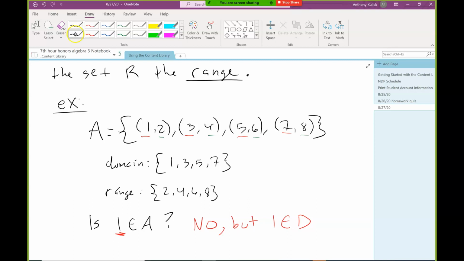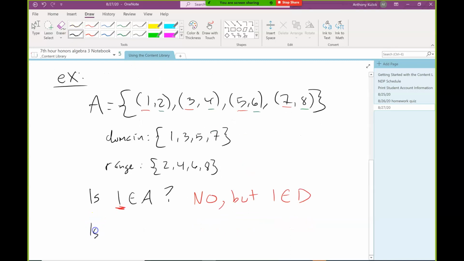If we wanted something in A, we would need an ordered pair. So, for example, the ordered pair 1, 2 is a member of A. Again, remember this little symbol here, this curvy E, is just our notation for a member of a set.